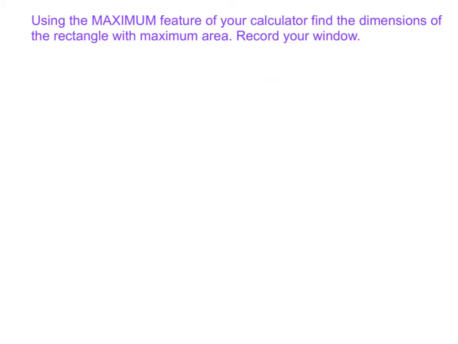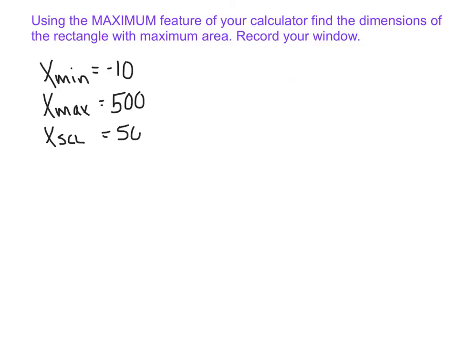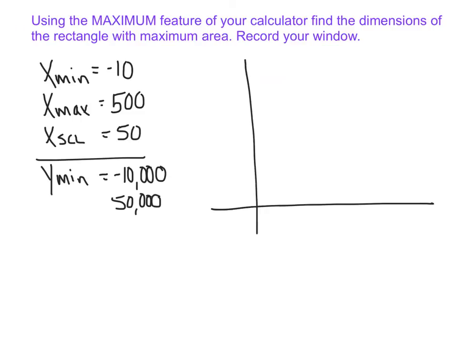Now as far as our window goes, I think we're going to get lucky, because our two tables of values were so similar between the two problems, I think the same window is going to end up working out. So just to recap, I think my window was -10 to about, let's see, what did I have that at, 500? Yeah, and my x scale was about 50. Again, pretty insignificant when it comes to scale. My y min was -10,000, and my y max was 50,000, and the scale was, I think, 1,000. So hopefully that all works for you. The picture turns out to be very, very similar, just a little bit taller, and fills up my window a little bit more than the last one did.